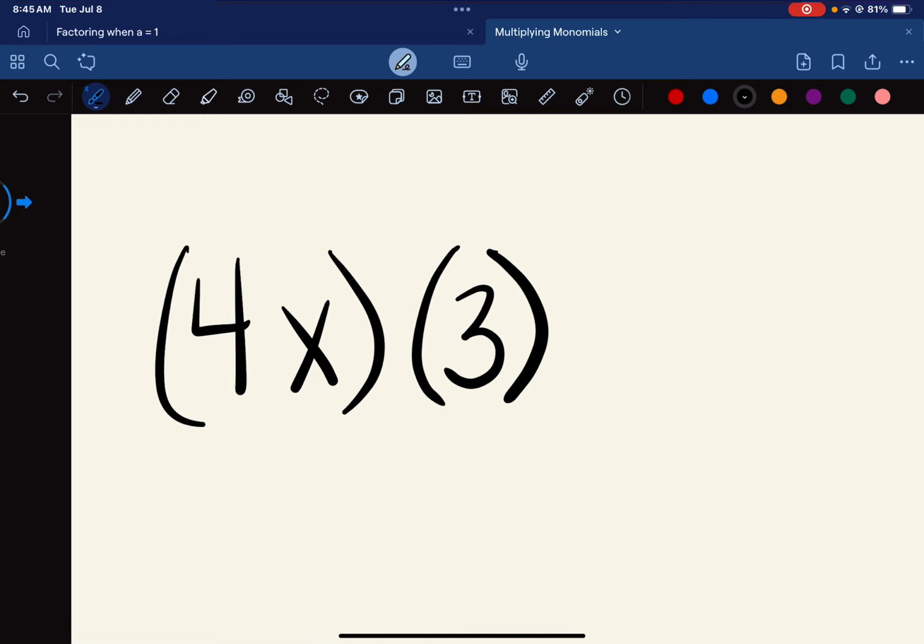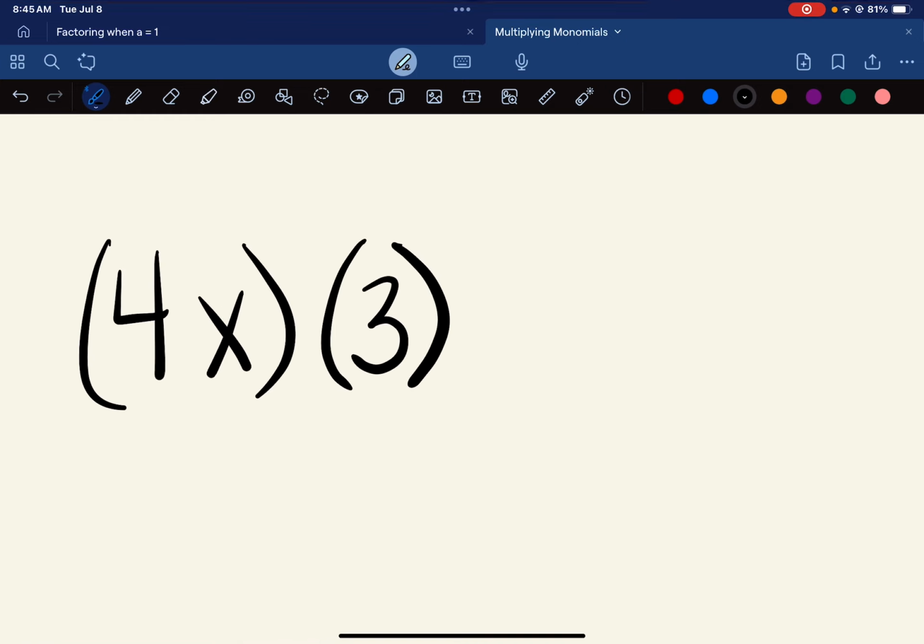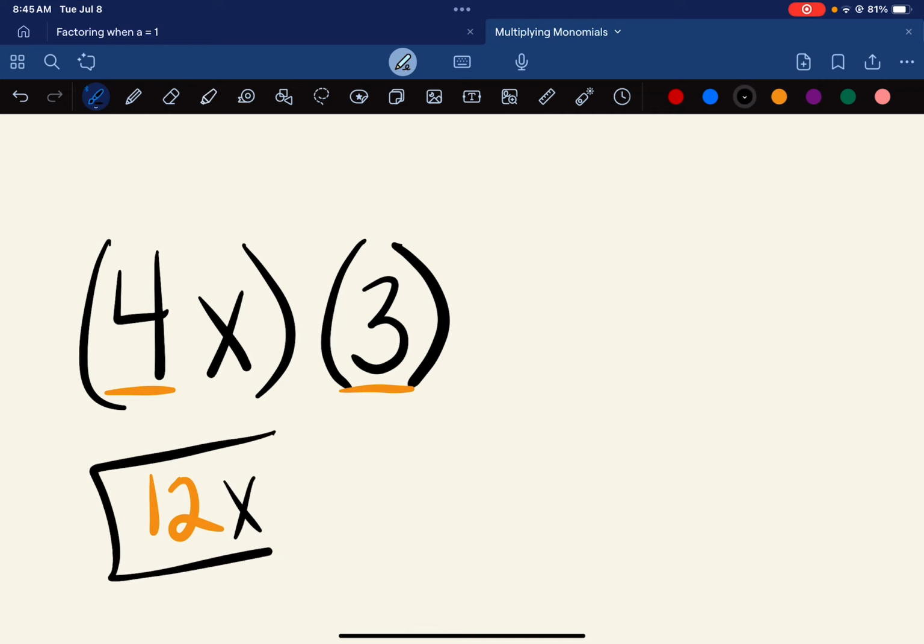Let's look at another example. 4x times 3. Here we have 2 number values and only 1 variable. So when I multiply together my 4 times 3, that's easy. I've already got 12, and then I just got 1x left over. So 12x.